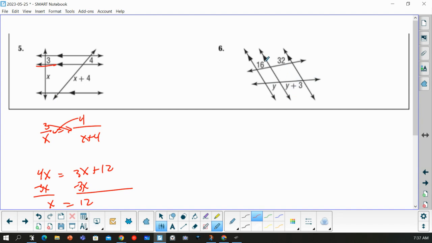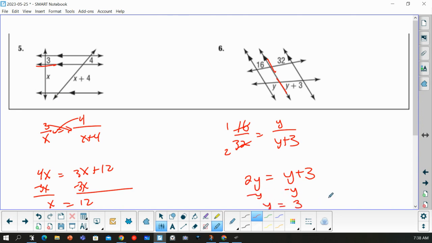Last one here, solve for this. Again, nothing's equal, so I have to set up my ratio. I'm going to do the 16 over the 32. And since I did the 16 over the 32, I'd have to do the y over y plus 3. 16 and 32 are both divisible by 16. So 16 goes into 16 once, 16 goes into 32 two times. If you didn't see that, that's okay. You just have bigger numbers to deal with. 1 times y plus 3 is y plus 3. Y times 2 is 2y. Subtract y from both sides, and I get y equals 3.